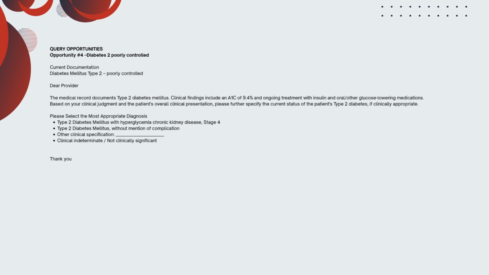Type 2 diabetes mellitus with hyperglycemia, chronic kidney disease. Include stage if known and documented. Type 2 diabetes mellitus, without mention of complication. Other clinical specification. Clinically indeterminate / not clinically significant. Thank you.